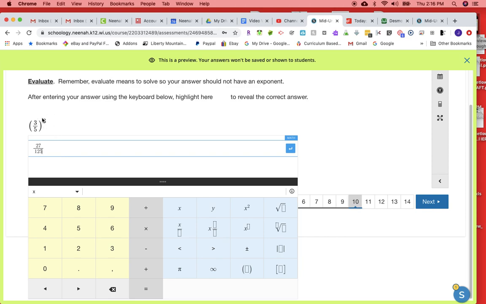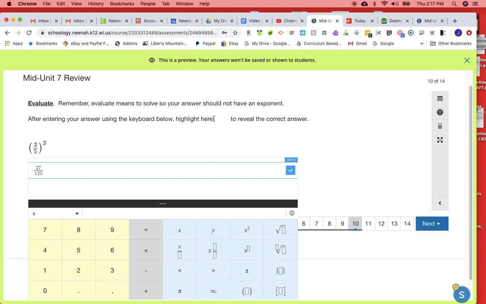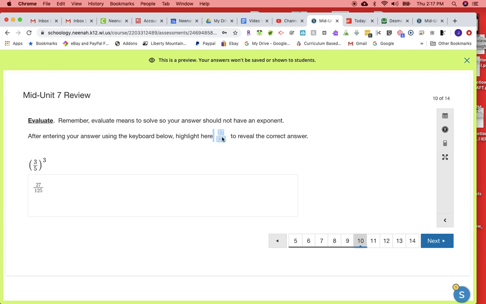Essentially, when I said expanded form, 3 times 3 is 9, 9 times 3 is 27. We're going to do the same thing for our denominator: 5 times 5 is 25, times 5 again would be 125. So 27 over 125. Let's see if we're right. There it is, 27 over 125. Moving on to number 11.